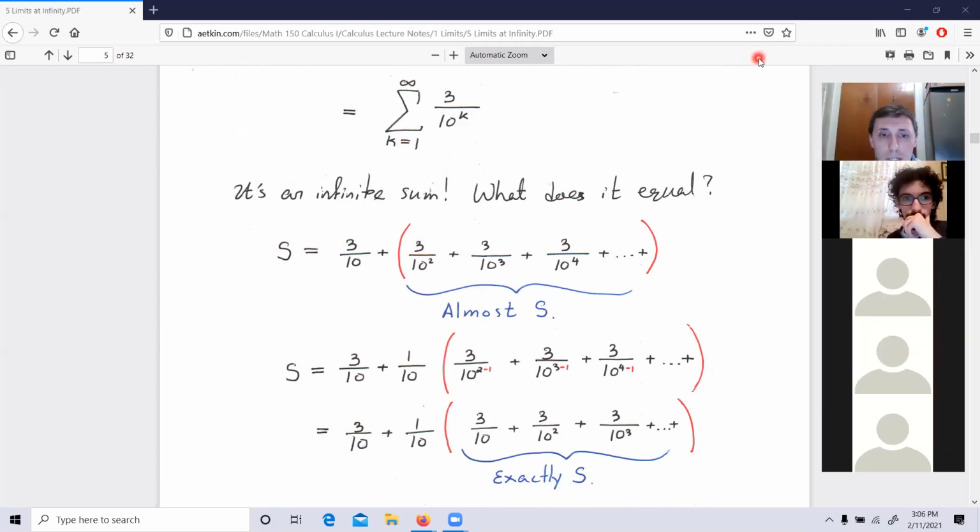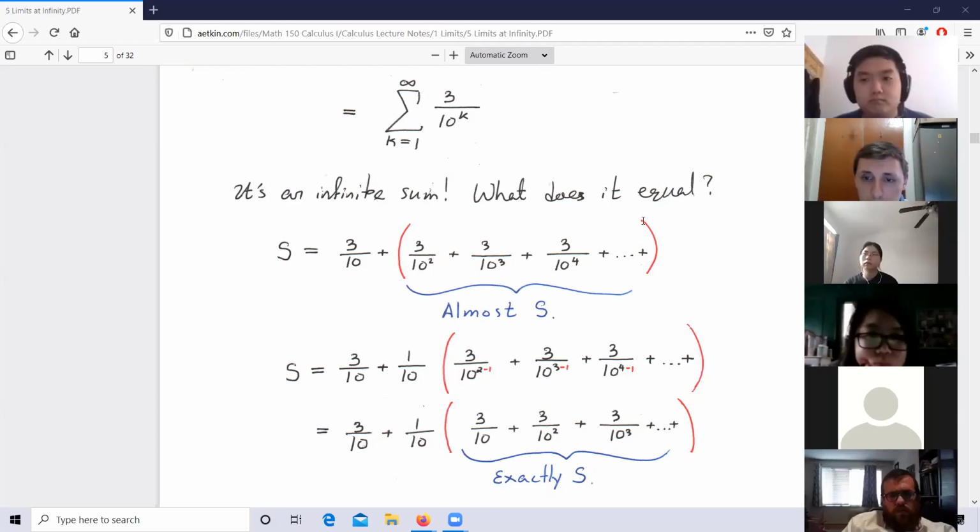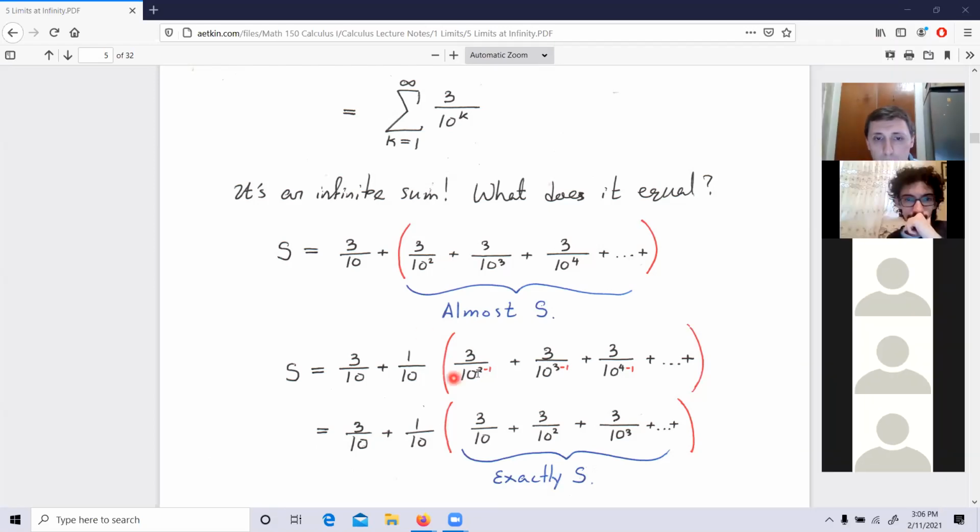Pattern recognition. Do you see? It begins with 2 and then goes to 3 and then goes to 4. If it were to begin with 1, it would be the same thing. So what do I do? I factor out 1 over 10. Because when I factor out 1 over 10, it's now 2 minus 1, 3 minus 1, 4 minus 1. So 1 over 10 times 3 over 10, 3 over 10 squared, 3 over 10 cubed. What I have in the parentheses is exactly S. You see that?